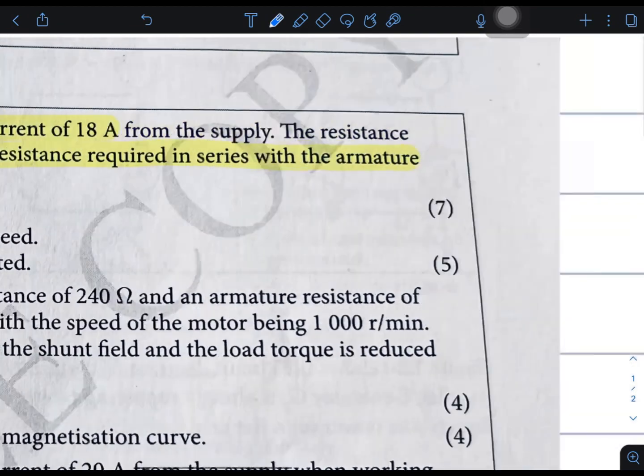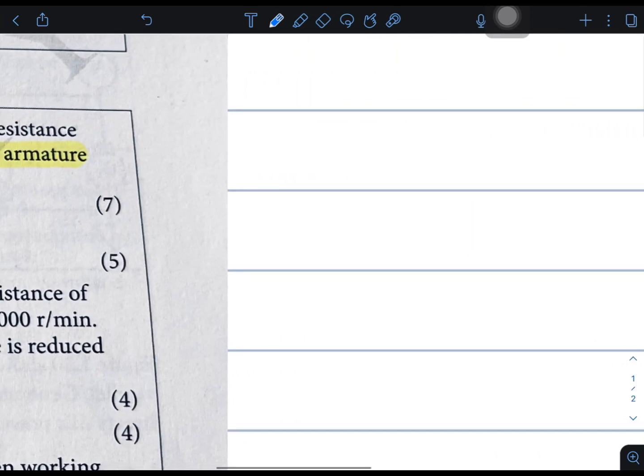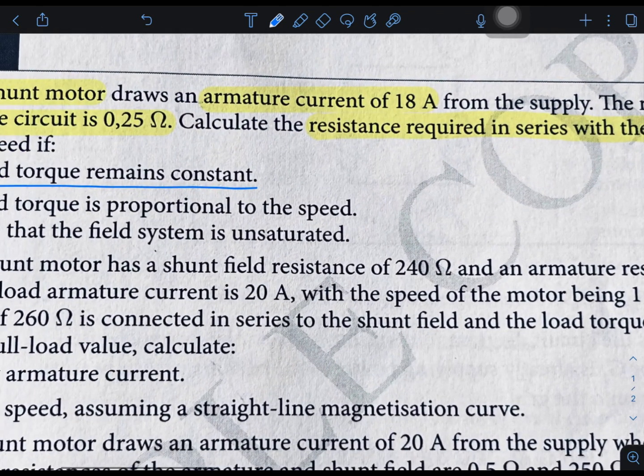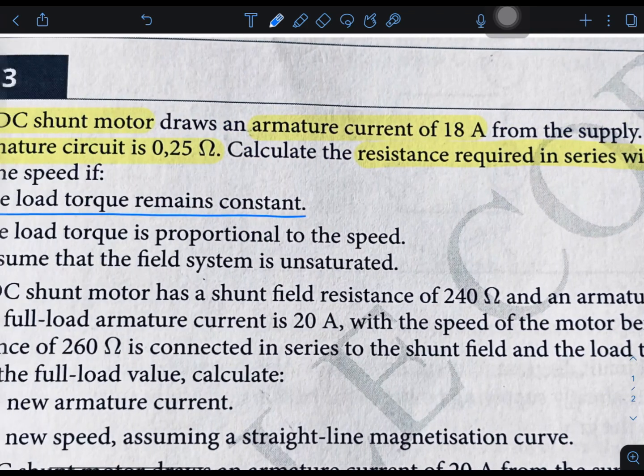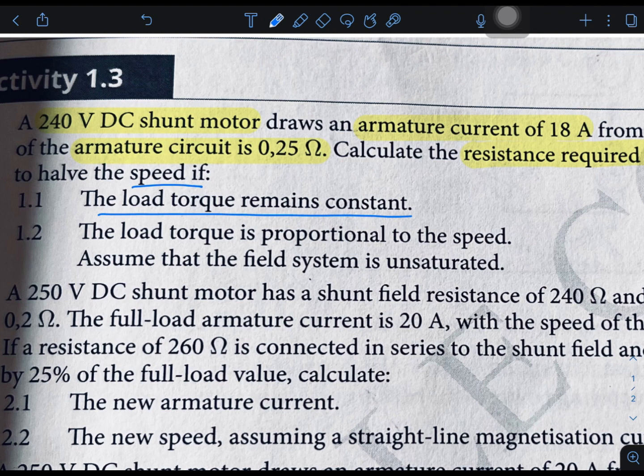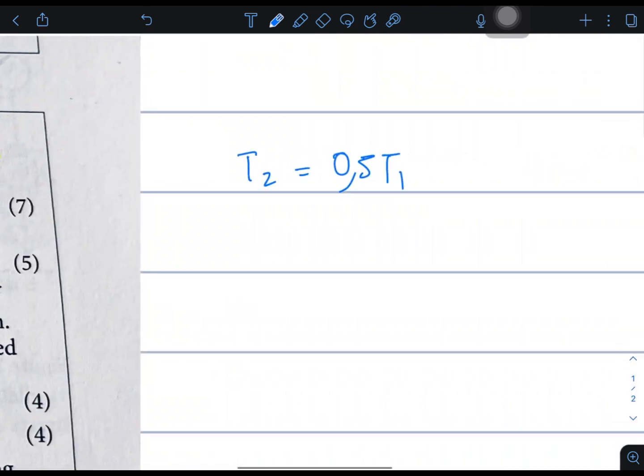So torque again, T2 is going to be 0.5 T1. Why is that? It's because there is a proportion between speed and torque, and the statement says the speed is halved. Meaning if the speed is halved, the torque is also halved. So now going back, we want to calculate RX for 1.2.